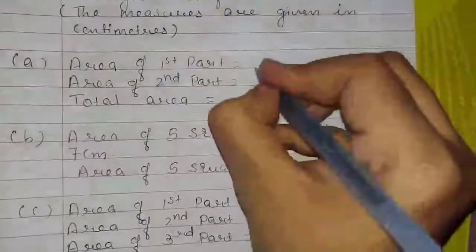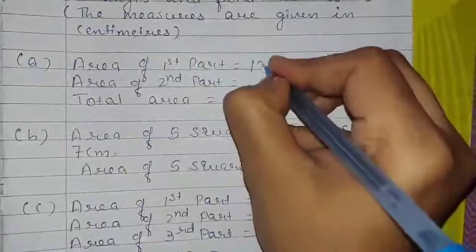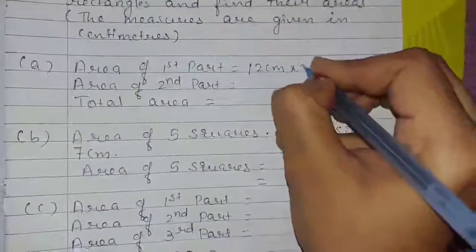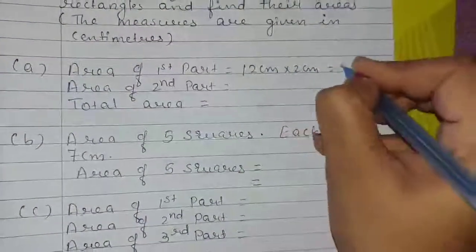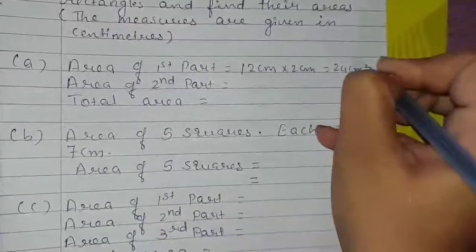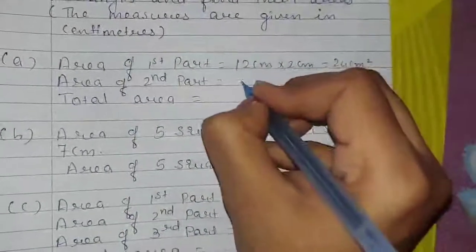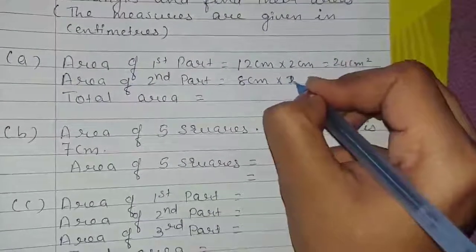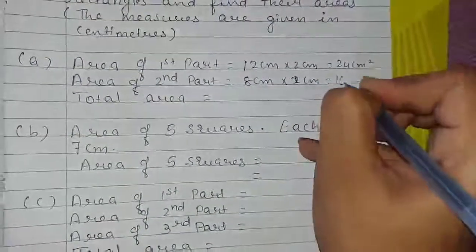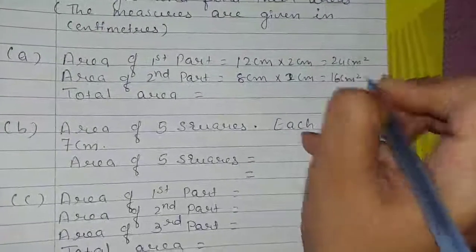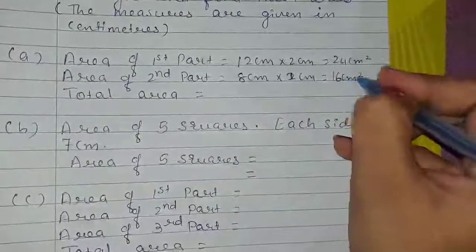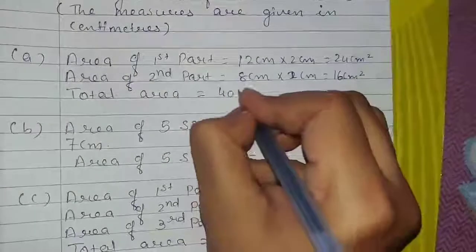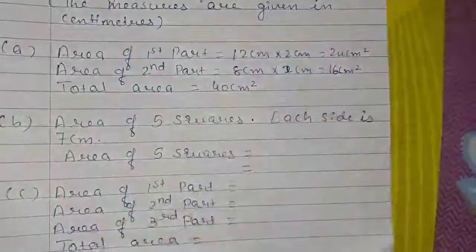So area of first part equals 12 centimeter multiplied by 2 centimeter, that is equal to 24 centimeter square. Area of the second part is 8 centimeter multiplied by 2 centimeter, that is equal to 16 centimeter square. Now total area, if we add this, then it is 40 centimeter square.